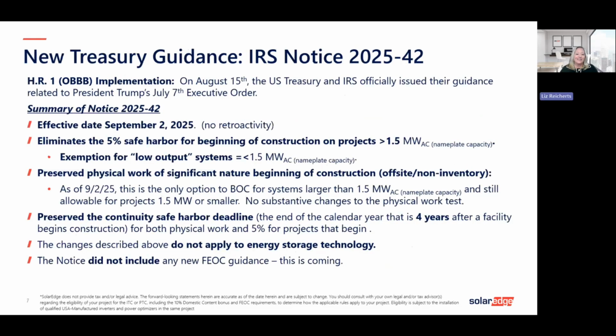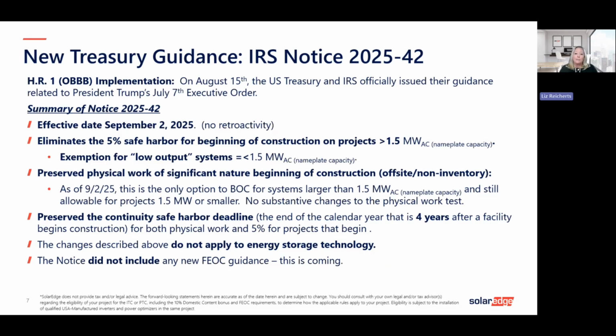Go ahead, next slide. Let me just touch on the new Treasury guidance, the IRS Notice 2025-42 that was released in August and then was effective September 2nd, 2025. The guidance confirmed the ability to use both the 5% safe harbor method and the physical work of significant nature test to begin construction for projects equal to or less than 1.5 megawatts AC nameplate capacity. However, for projects that are greater than 1.5 megawatts, taxpayers can only use the physical work test and not the 5% method to begin construction.